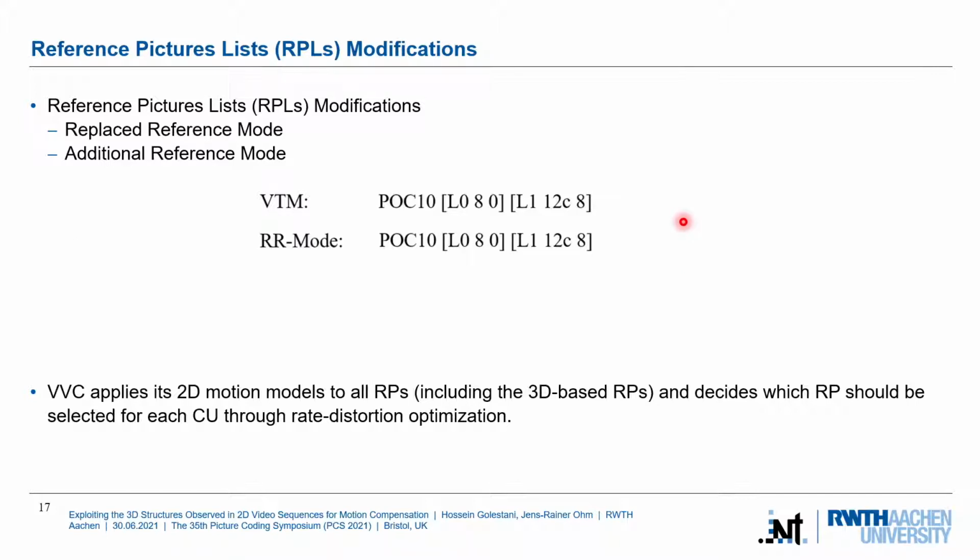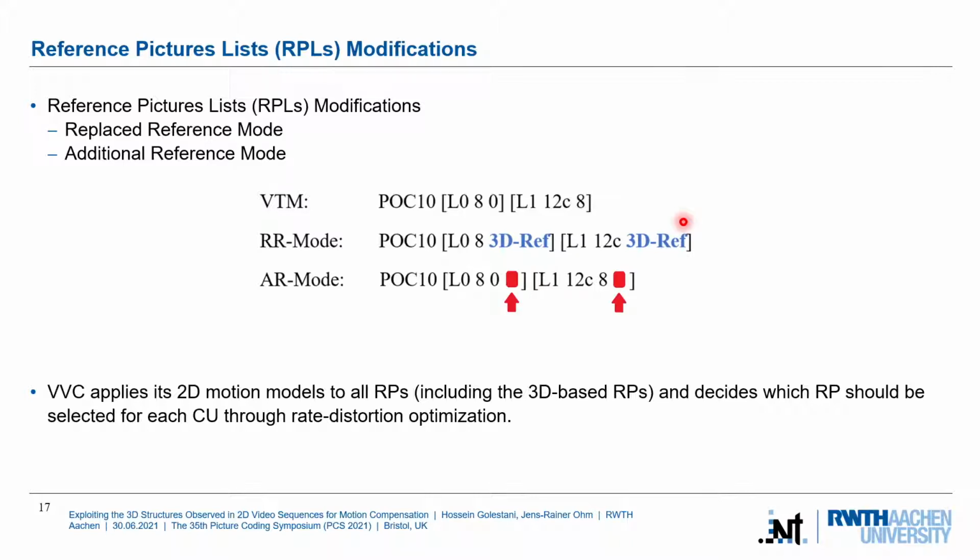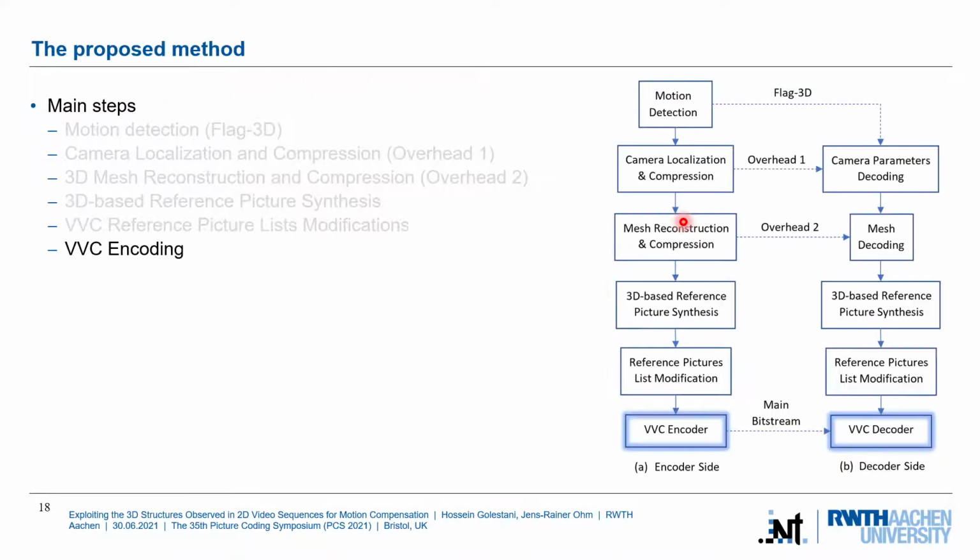Okay, in the replace reference mode, we use the same list, but we remove the second reference picture and replace it with our 3D based reference picture. In the additional reference mode, we use the same list as the plain VTM, but we add our 3D based reference pictures to the end of the list like this. VVC, of course, takes these two lists and for each CU selects the best reference picture. If our 3D based reference pictures are good enough, then the encoder hopefully prefers them and the bitrate may drop. Of course, after modifying the reference picture list, the plain VVC should be called.